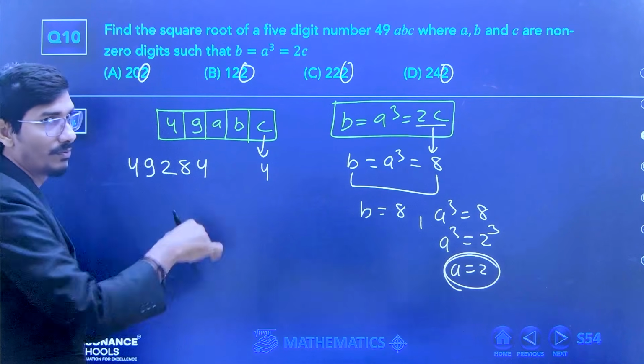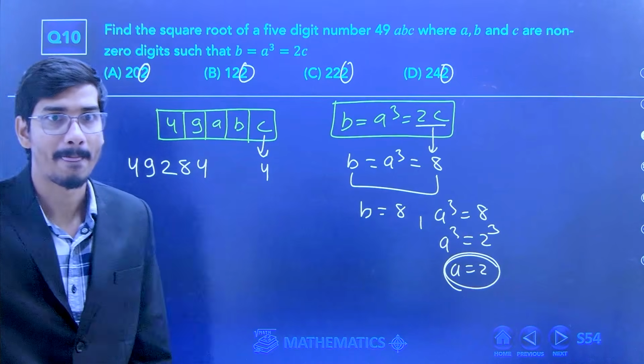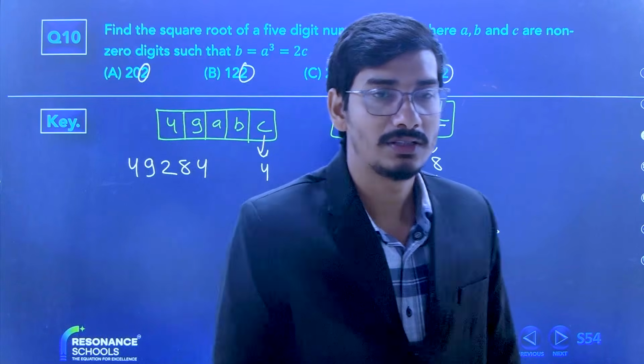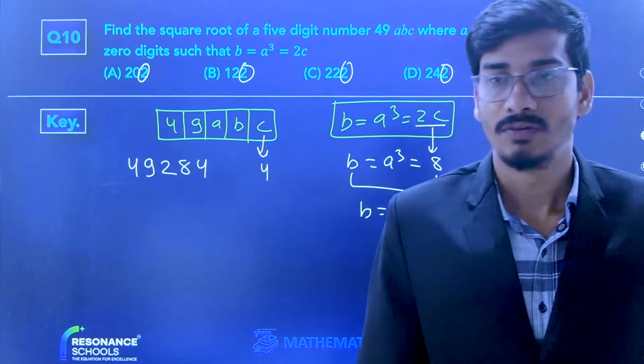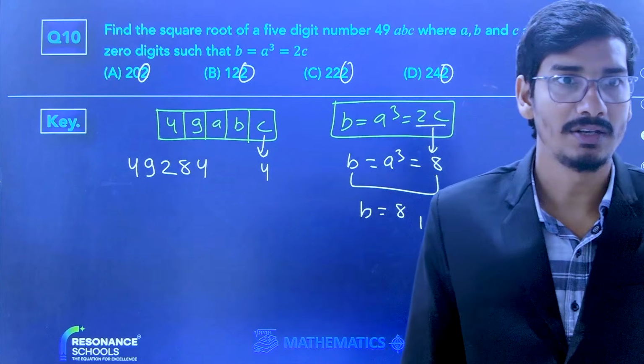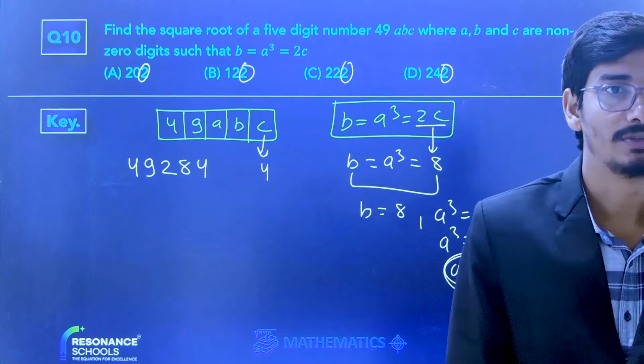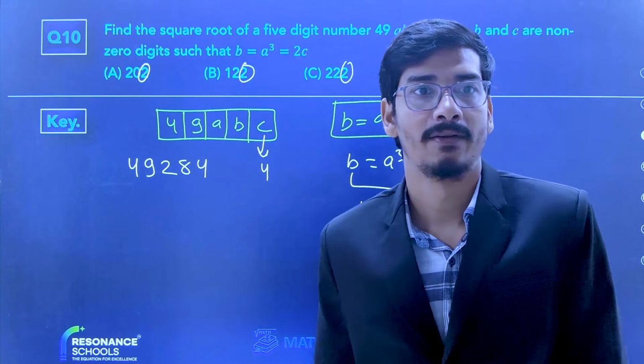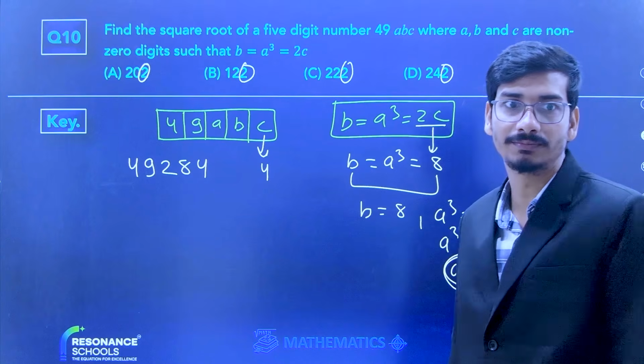Now find the square root of this quantity. What is the quantity? 49284. What is the square root of this quantity?